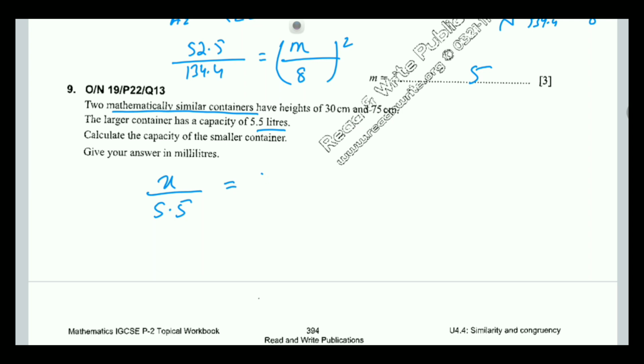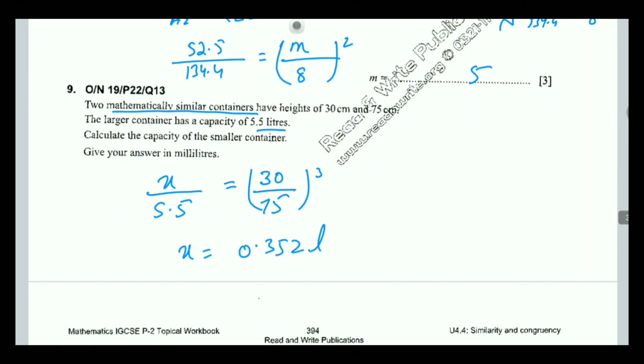30 is the height of the smaller container, as we can see that 30 is smaller and 75 is bigger. So you have to use their heights accordingly. Largest container volume, largest container height, smallest container volume and smallest container height. Okay, so cube, as this is the formula of volume. So if you make x the subject, 5.5 will be multiplied with 30 over 75 whole cube. So x is equal to 0.352 liter.